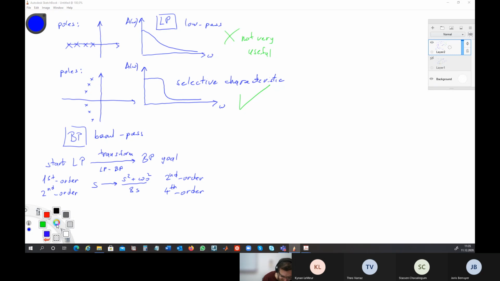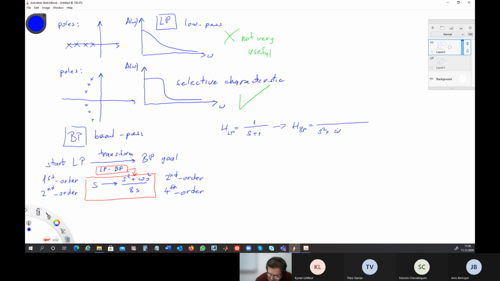And so on. This transformation is very well known, and it's called the low pass to band pass transformation. Okay. Now we see, if we have a low pass like this, and we put the transformation here, we will have a bandpass like this: S square plus omega 0 square over BS plus 1, which is equal to S square plus BS plus omega 0 square, and BS goes up.